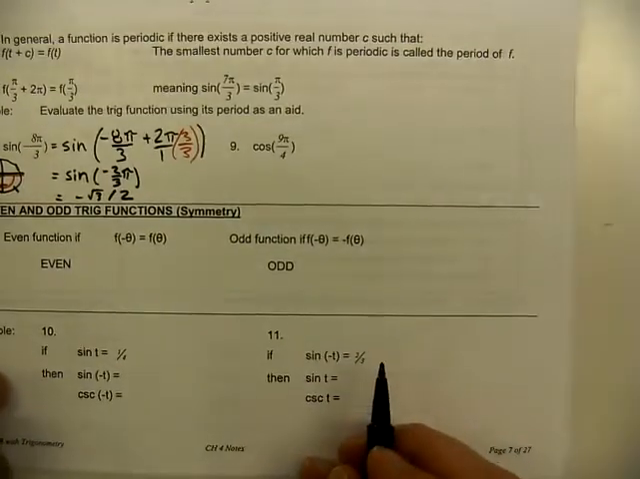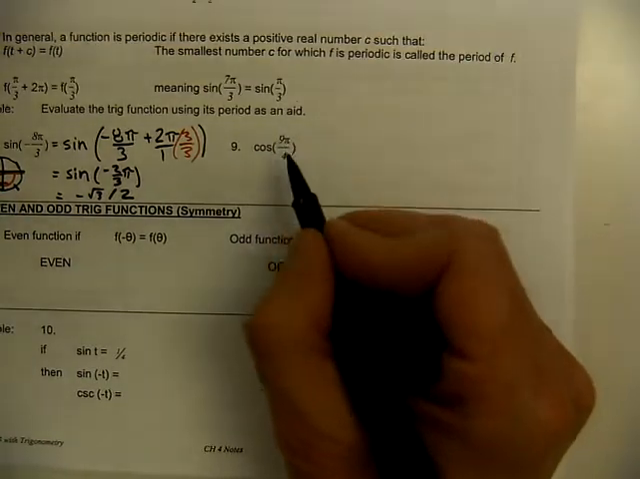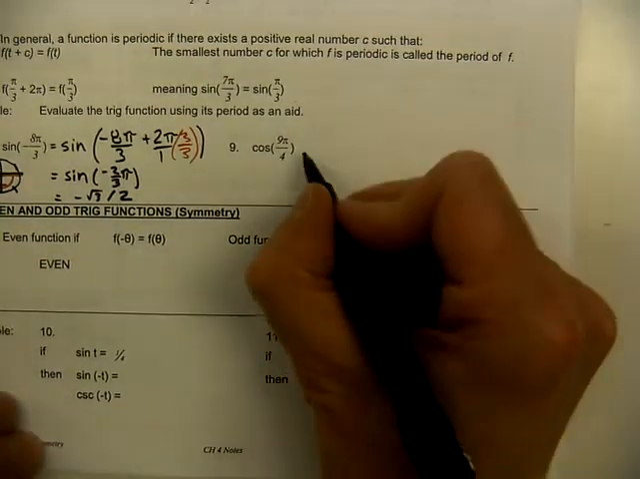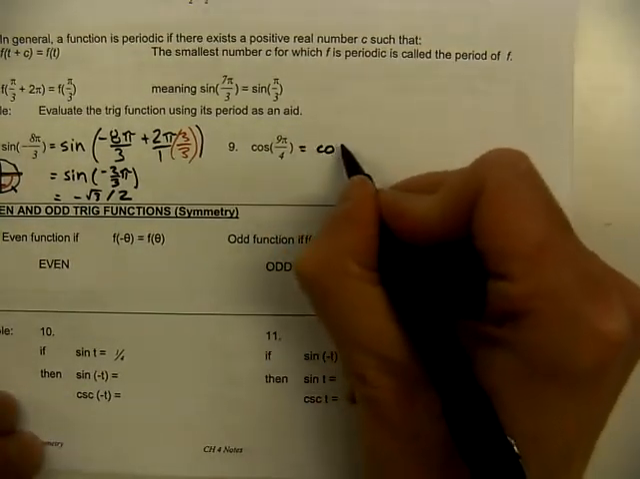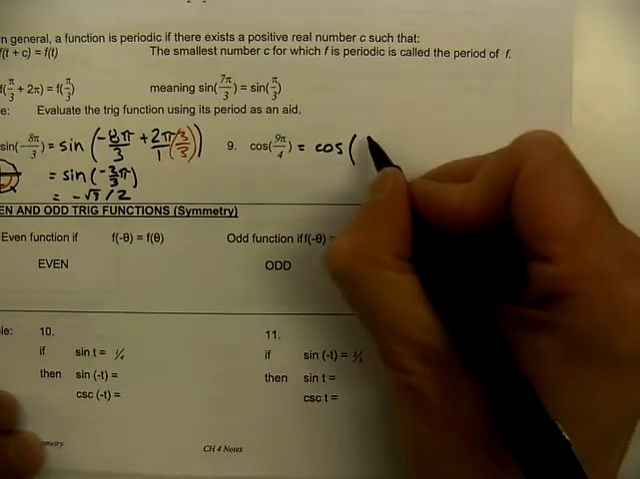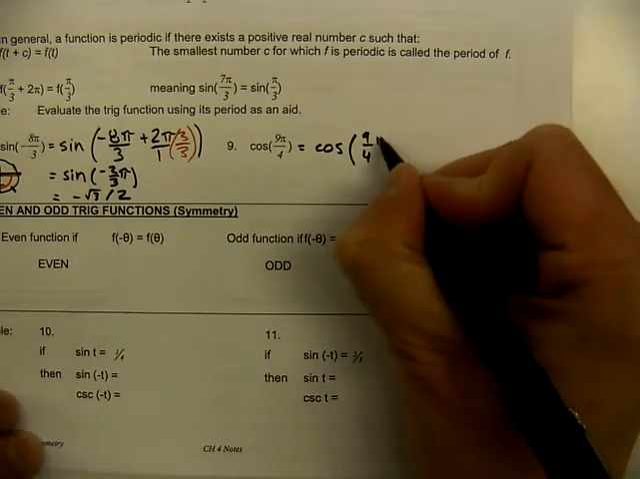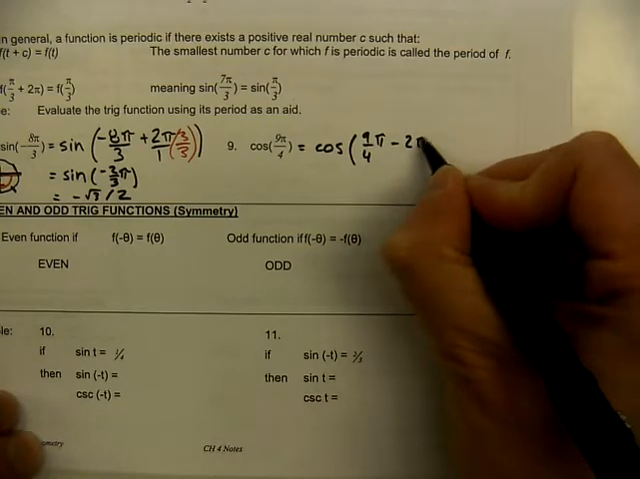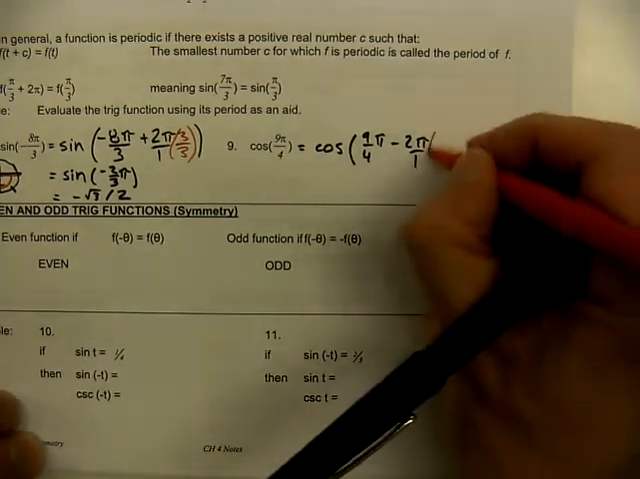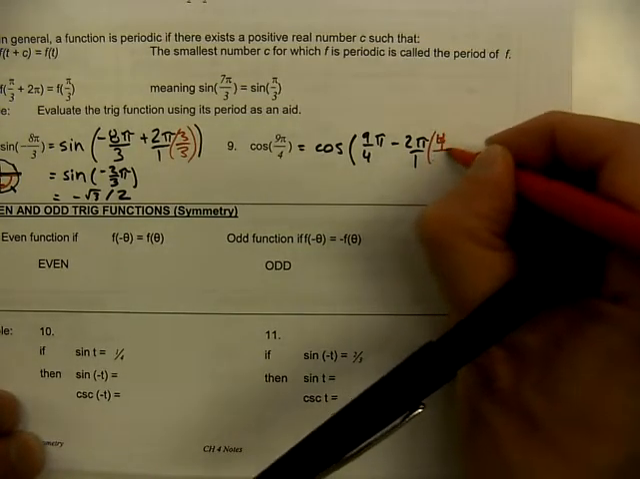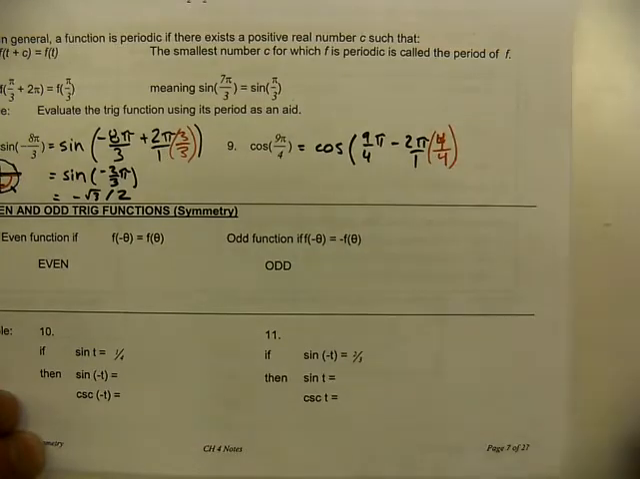Here's example number 9, cosine of 9/4 pi. So that's a really big angle. Let's evaluate that, finding the x-coordinate at a coterminal angle. So let's subtract 2 pi to make that angle a little bit smaller. Sorry, we want 4 over 4 here.